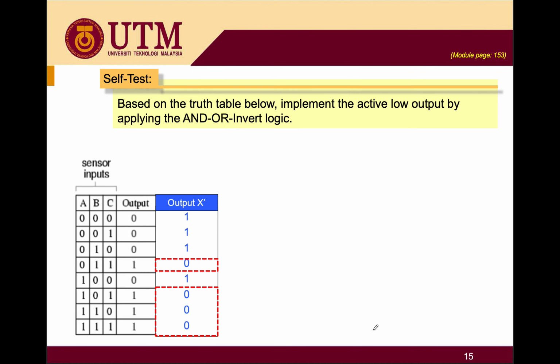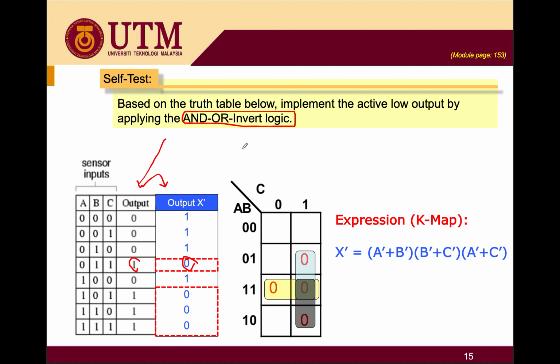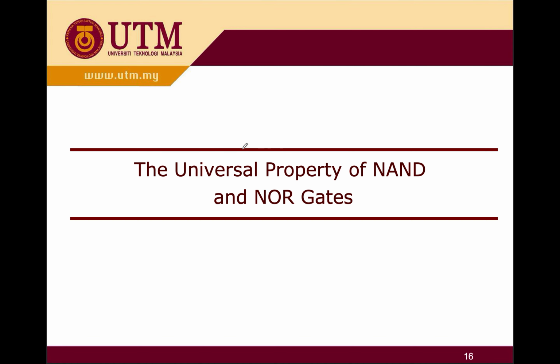This one also you can try to do. You are given a truth table, and of course if you need to have AND-OR-inverse logic, you need to do the inverse part over here and pick the active low. Is this one active low, and this one active high? So you will get this. Please try to do it by yourself also.